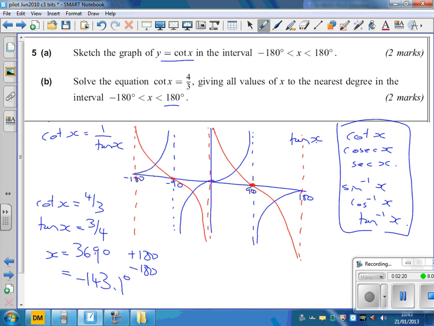Checking my rounding, nearest degree. I didn't get it right there. Nearest degree is 37 degrees and minus 143 degrees. They're the answers. Notice how careful it is to check your rounding.